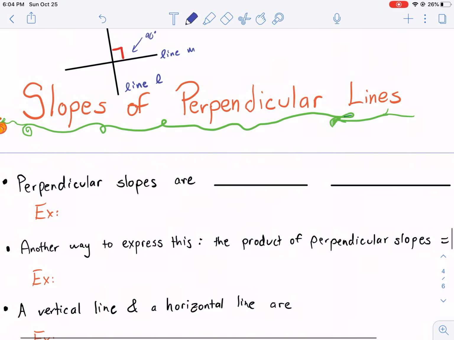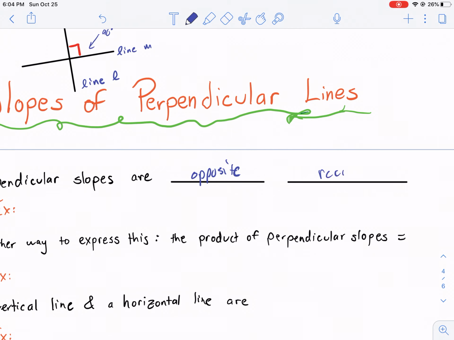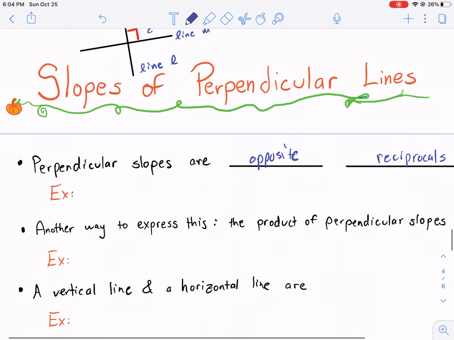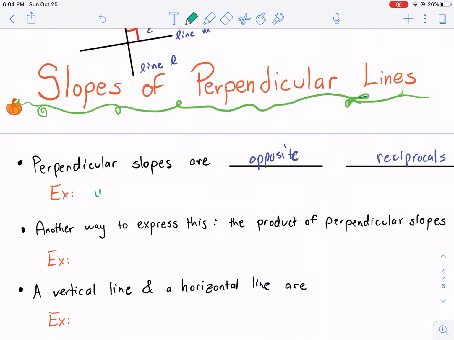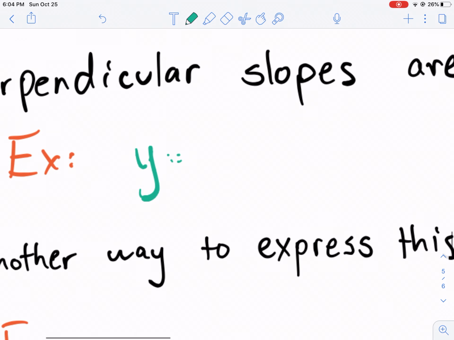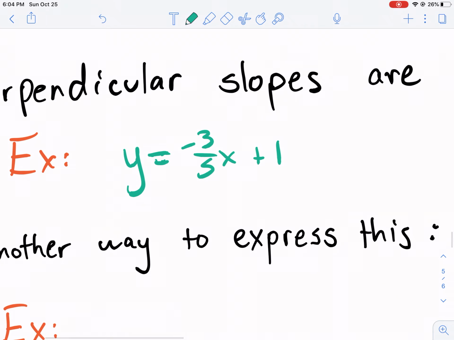So perpendicular slopes are opposite reciprocals. You can also say negative reciprocals, but that confuses people because they think that always has to be negative, and that's not true. So what's the example? What do I mean by opposite reciprocals? Let's get our green guy here. Y equals, and I'm going to go back to my old friend, negative 3 over 5 x, and let's just make it plus 1. Okay, so there's our first line.